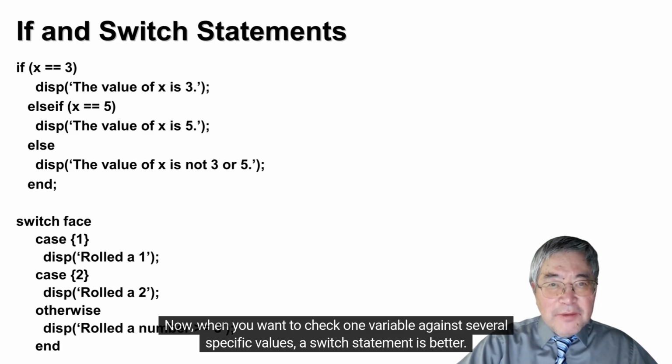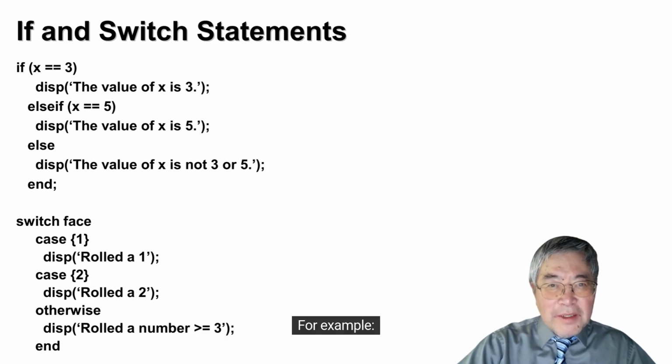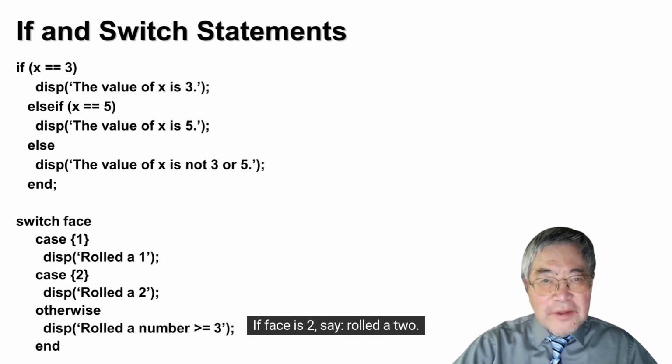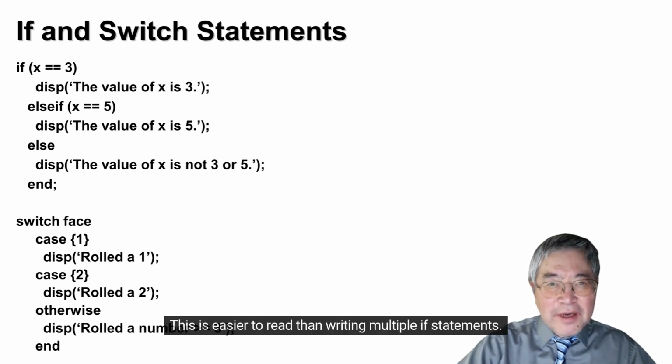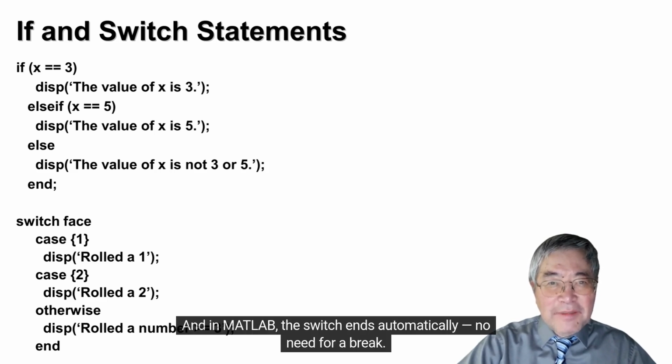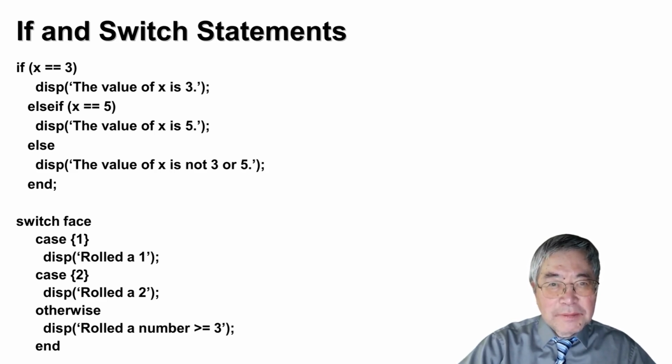Now, when you want to check one variable against several specific values, a switch statement is better. For example, if face is 1, say rolled a 1. If face is 2, say rolled a 2. Otherwise, say rolled a number greater than or equal to 3. This is easier to read than writing multiple if statements. And in MATLAB, the switch ends automatically. No need for a break.